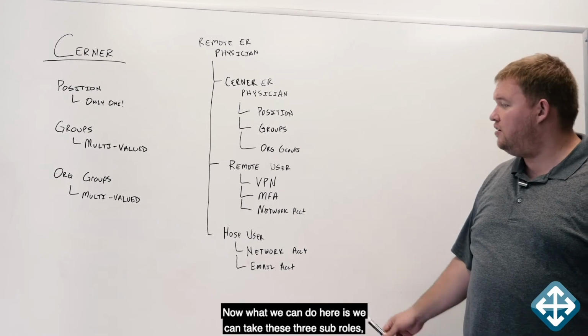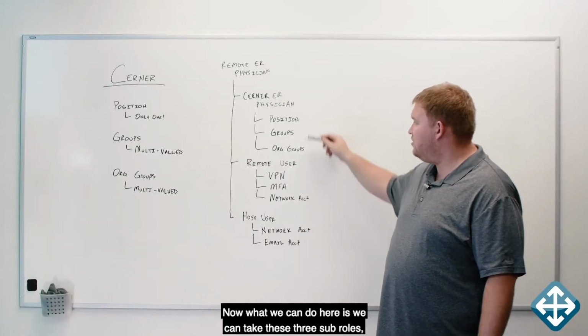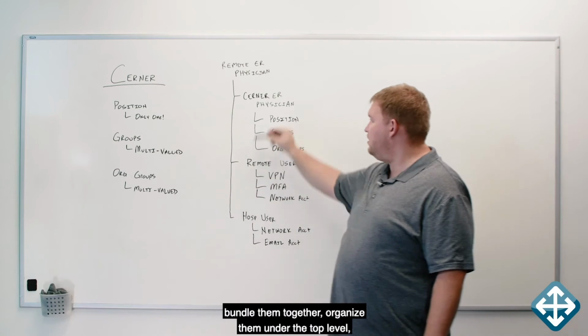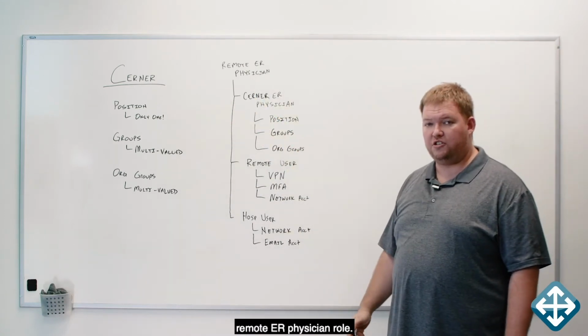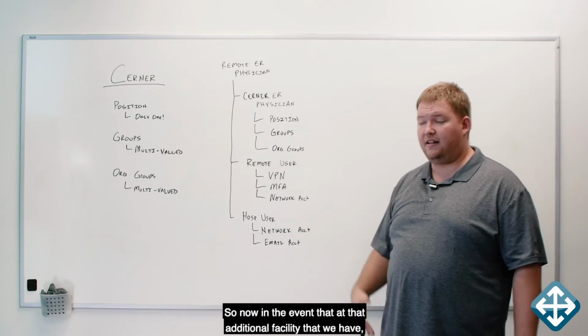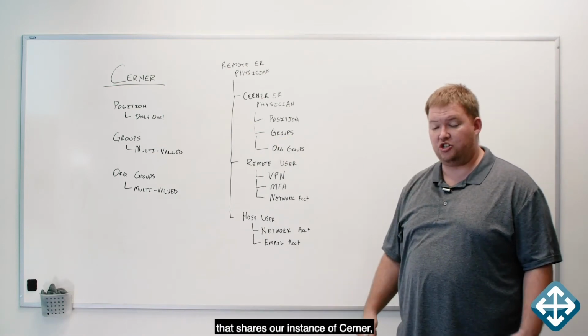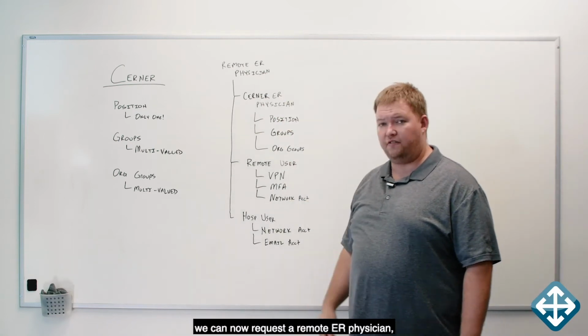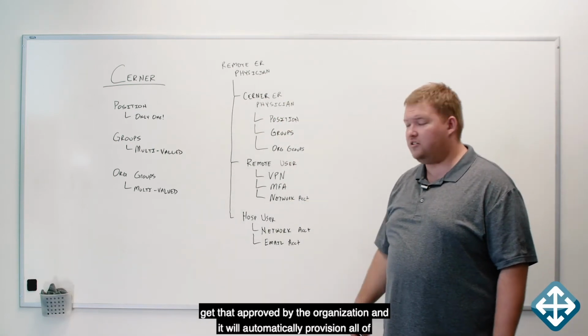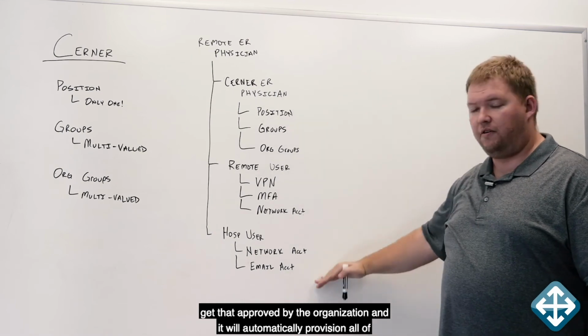Now what we can do here is we could take these three sub-roles, bundle them together, organize them under the top level remote ER physician role. So now in the event that at that additional facility that we have that shares our instance of Cerner, we can now request a remote ER physician, get that approved by the organization, and it will automatically provision all of the access.